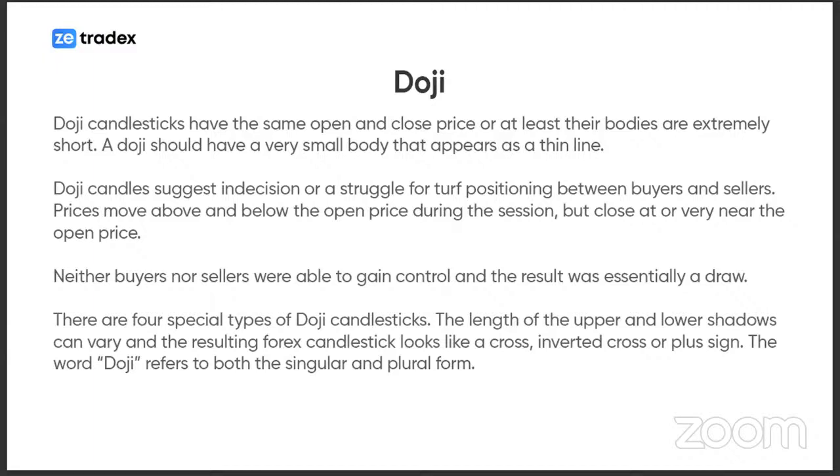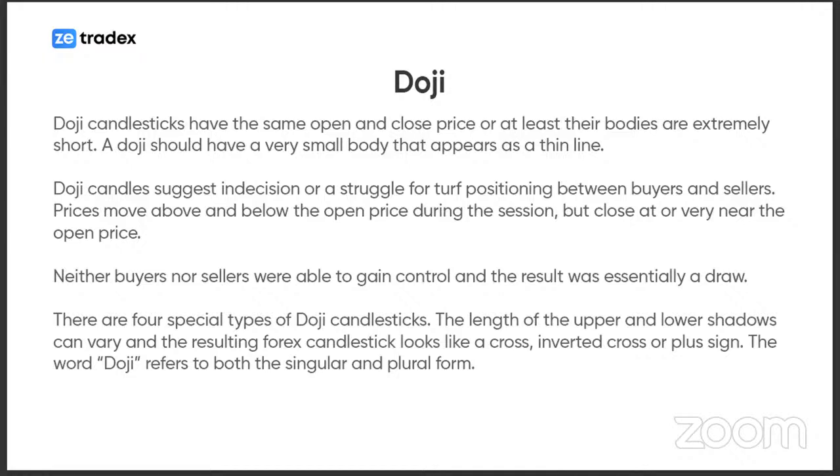Yeah, we talked briefly about the doji, which is similar to the spinning tops. The doji candlestick has the same open and close price, or at least their bodies are extremely short. The doji should have a very small body that appears as a thin line. A doji candlestick suggests indecision or a struggle for positioning between buyers and sellers. Prices move above and below the open price during the session, but then close very near the open price. This means that neither the buyers nor the sellers are able to gain control, and the result was essentially a draw.